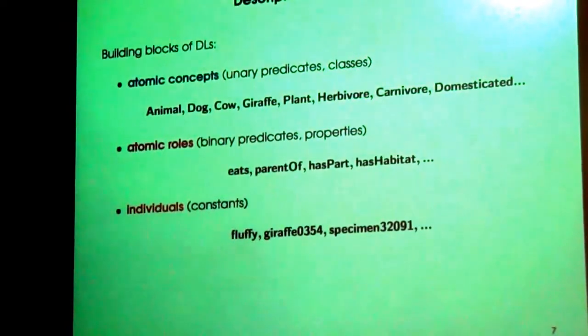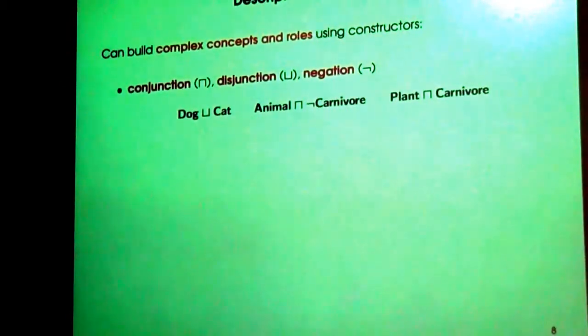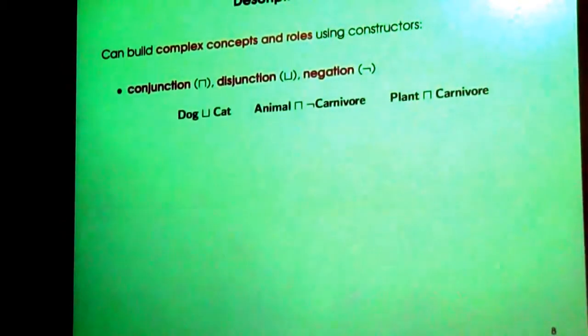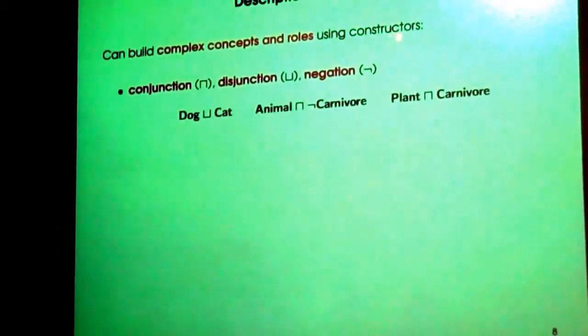So how can we put them together? In description logics, we don't just want to restrict ourselves to these basic classes and binary relationships. We want to be able to construct new ones, to be able to describe more complex classes and relations. So what we do is we start off with our atomic ones, and then we have some constructors, and these are going to allow us to make more complicated descriptions.